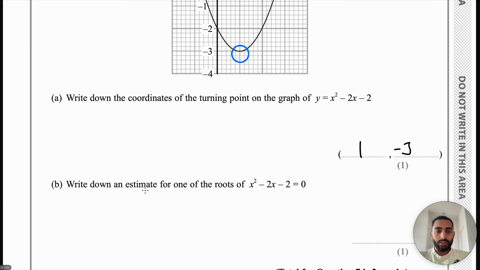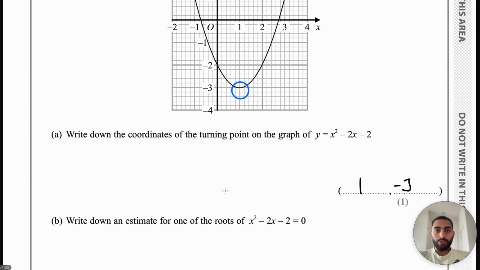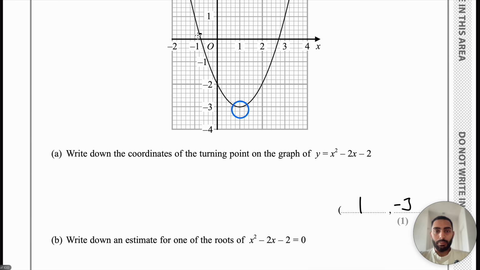Part B, write down an estimate for one of the roots of x squared minus 2x minus 2 equals 0. The clue here is it's only asking for one of the roots, so we're looking for a place where two things are happening. The roots are wherever it crosses the x-axis, so you can choose either one of these. I would choose the positive one just to avoid mistakes. I can see there's 5 gaps between 1 and 2, so each gap will be worth 0.2. From 2 to the next one, 2.2, 2.4, 2.6, and it's between 2.6 and 2.8, so that would be about 2.7.